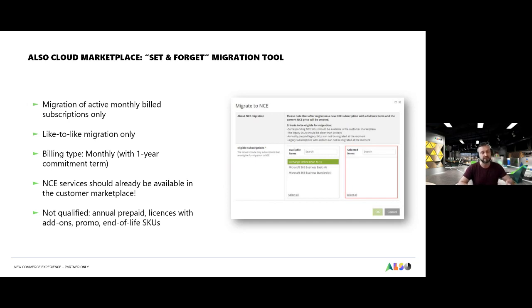We make sure that there is a service available in new commerce, and we will migrate in the background for you. So if you have multiple customers to migrate, for example, today, you can set and forget. You go to your customer, you set the migration, press OK, and you go to your next customer to do the same. So that's a very simple way to do this.